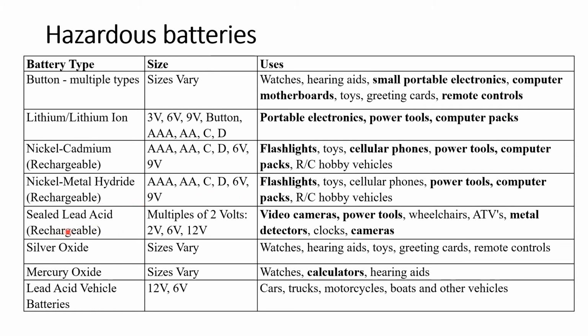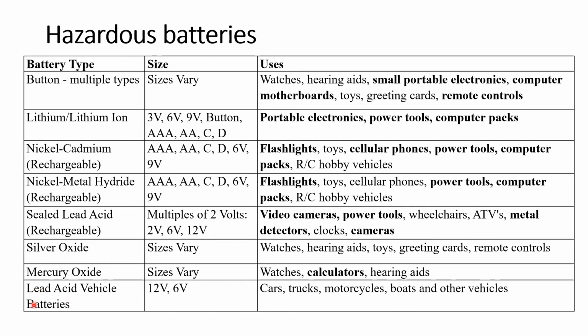If you see here, sealed lead acid is a multiple of 2 volts, from 2 to 9 volts. So these are a little different. They are used in video cameras, power tools, vehicles, and TVs. Silver oxide sizes vary, and they are used in watches and small equipment. Mercury oxide sizes also vary, used in watches and calculators. And lead acid for vehicles. This is a little more dangerous, right? Although all these are hazardous batteries, they can also be used in trucks and big machinery, like trucks, motorcycles, and boats.